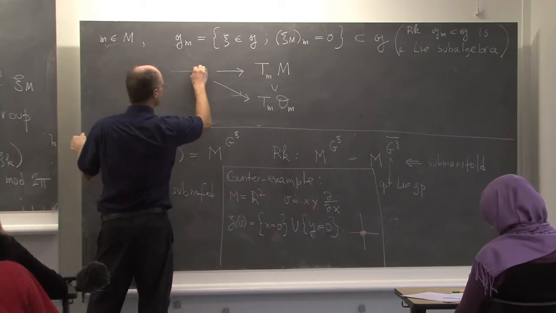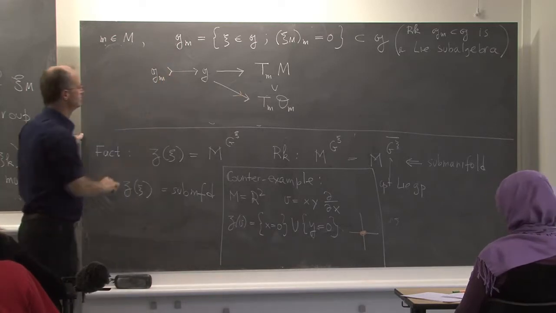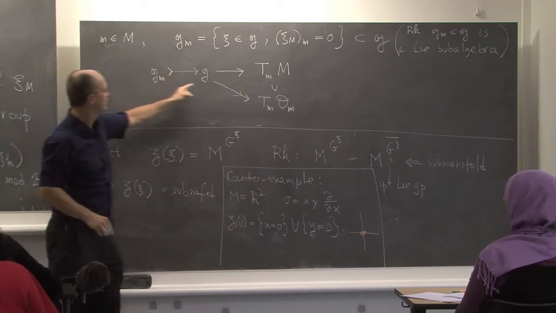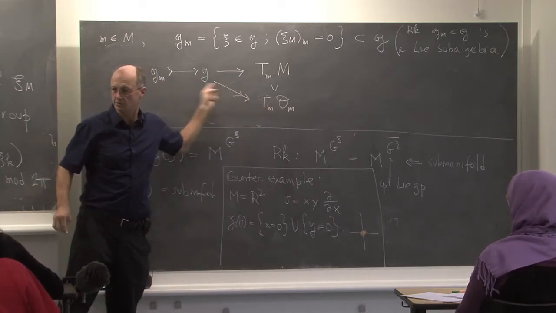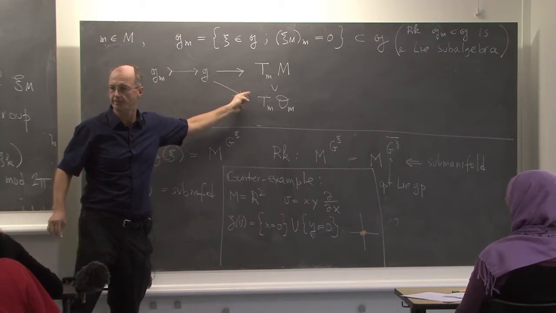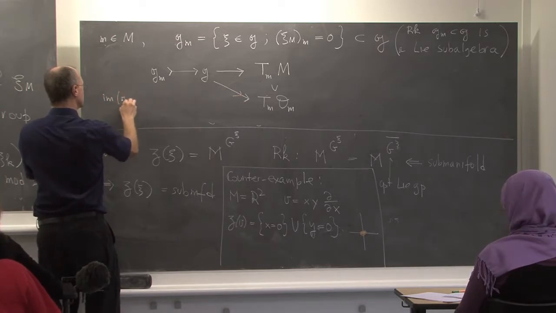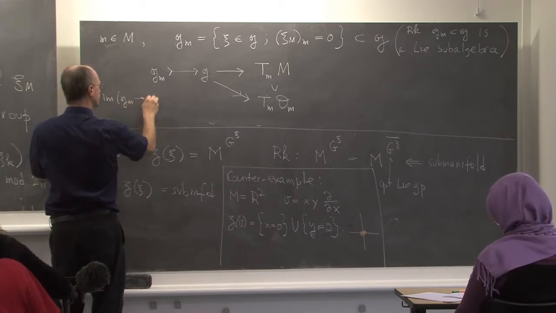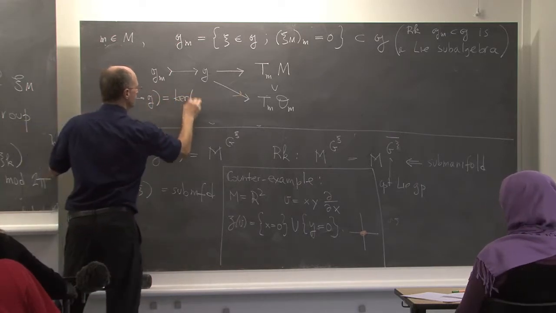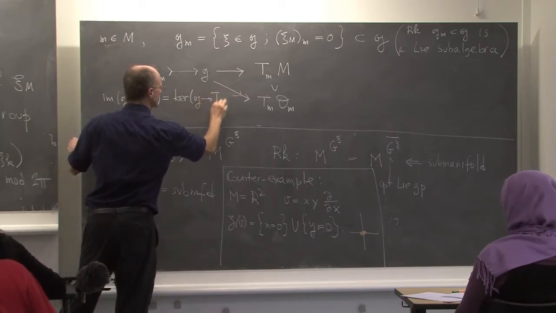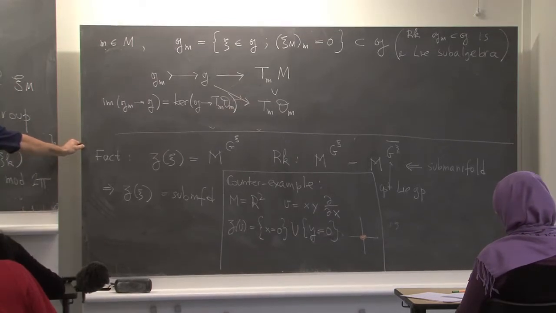Now, here is sitting g_M. This map is injective, right? And g_M is exactly the kernel of that map, right? So the image of g_M in g is, by definition of g_M, the kernel of g to T_M M.